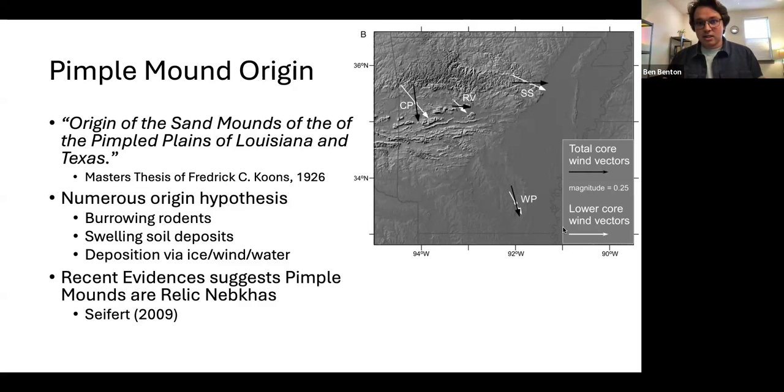But the evidence that supports this is that this paper described a gradient of soil texture across these mounds. So the soil was coarser on one side and more fine on the other side, and it was a directional gradient. It was the same from mound to mound across the site, and it was very similar from site to site across the state.